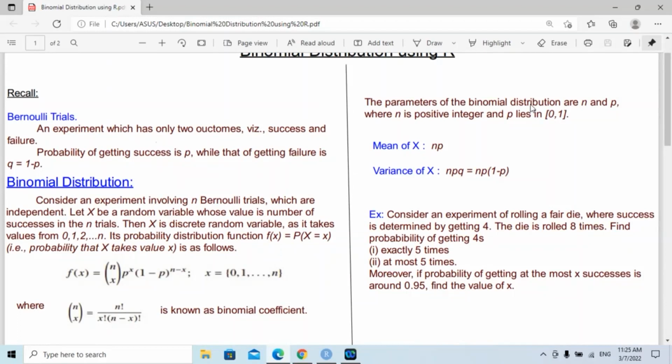The parameters in the binomial distribution are n and p, where n is a positive integer and p is a real number which lies in the interval 0 to 1. Also, we know that the mean of X is np and the variance is npq, which is np into 1 minus p.